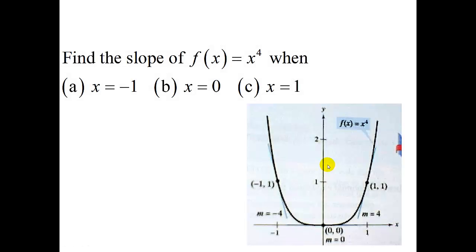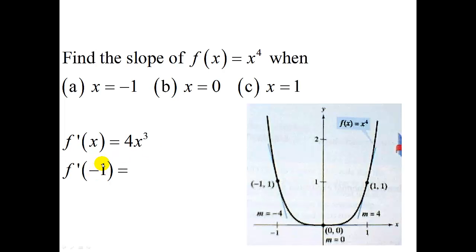Let's find the slope of f of x equals x to the 4th, which looks like this graph, when x equals -1, x equals 0, and x equals 1. So let's find the slope of that function x to the 4th at all points, and it's going to be, using the power rule, 4 times x to the 4 minus 1, 4x to the 3rd. So that is the function that represents the slope of f of x equals x to the 4th at any point.